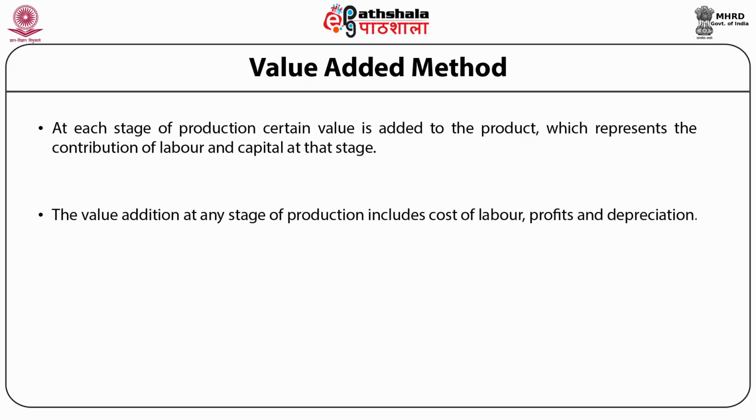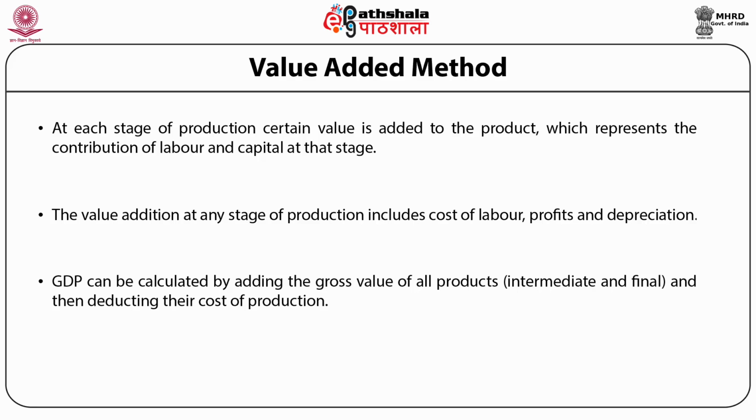The production of goods also requires many intermediate products, which may be used up in the production process. Though the cost of intermediate products adds to price, their contribution to the price does not represent the value addition, as they have already been produced. Therefore, the cost of intermediate products is deducted from the price of final products to obtain the value addition. GDP can be calculated by adding the gross value of all products, intermediate and final, and then deducting their cost of production.